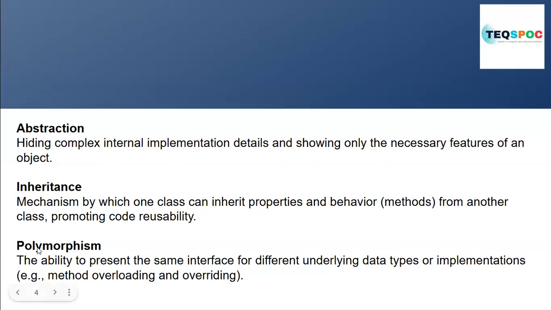Then we have polymorphism. In polymorphism, one type we have seen is overloading. We have seen method overloading. Now today we will see constructor overloading also. That is one type of polymorphism. Polymorphism is the ability to present the same interface for different underlying data types. Poly means many, morphism means form.